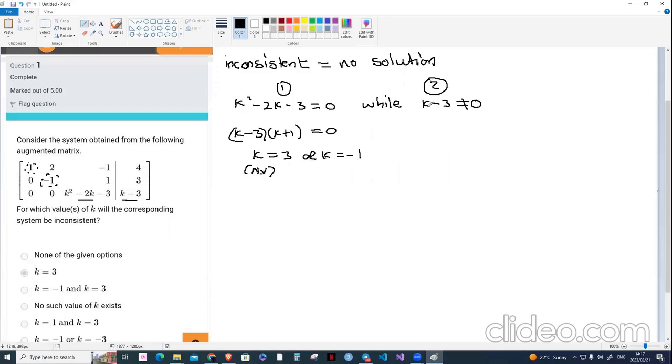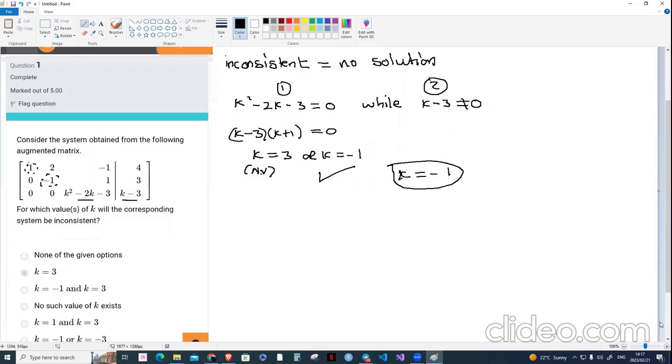And then we go to k is equal to -1. If we plug in k is -1 here, we're going to get -4, which is not equal to 0. So if we plug it here, it gives us 0, which we want. If we plug it here, we don't get a 0, which we want. So this is correct. Our condition is this one. k must be -1 in order for this system to be inconsistent.